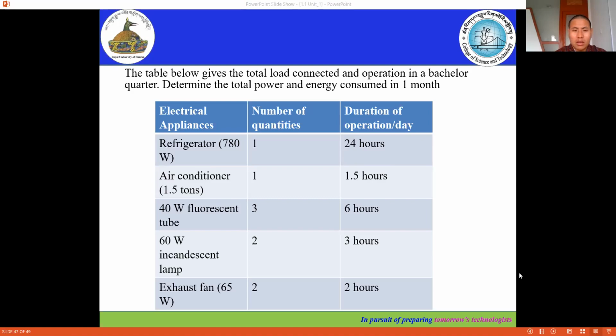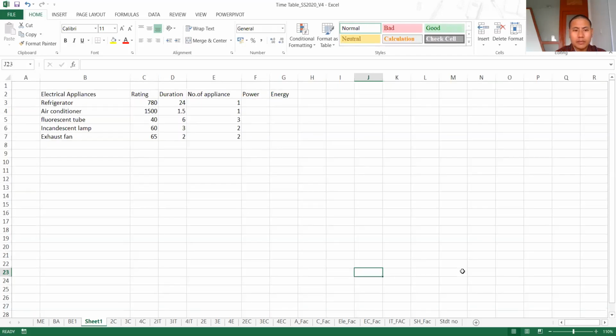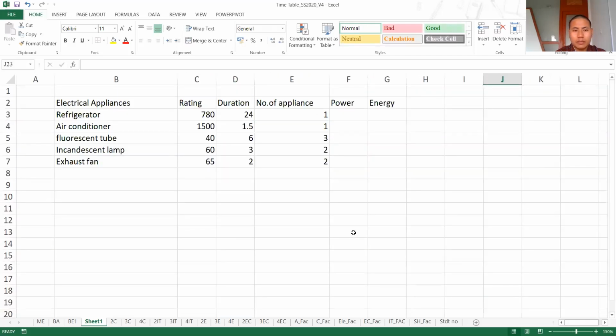Okay, for this one, for better understanding, I've used the Excel sheet. Now these are the given data in the slide. We have to calculate the power and the energy. Now to calculate the power, it is simply equal to the rating times the number of appliances.